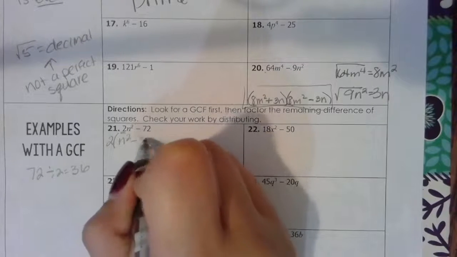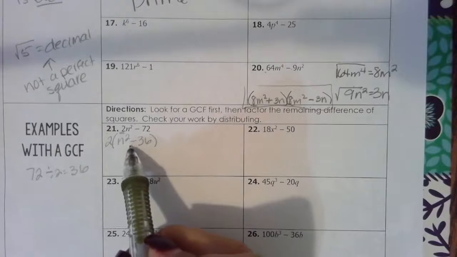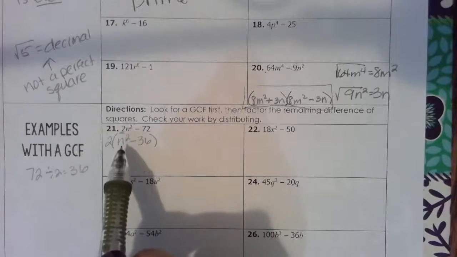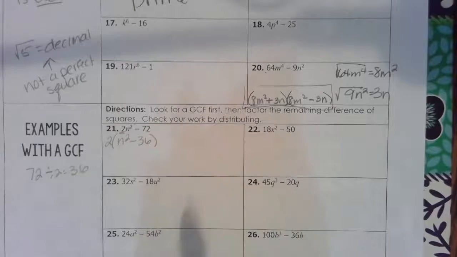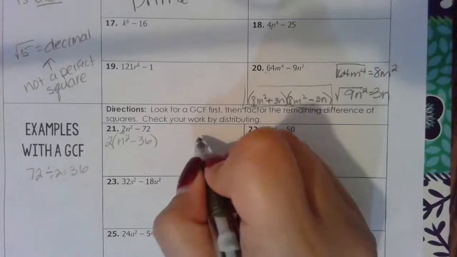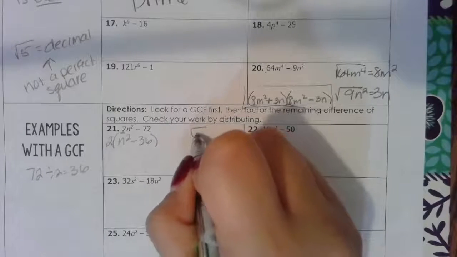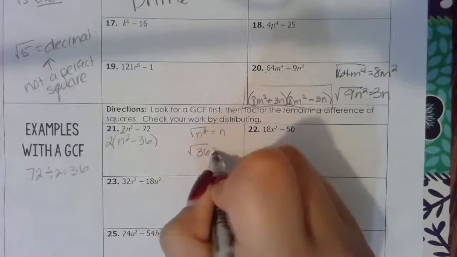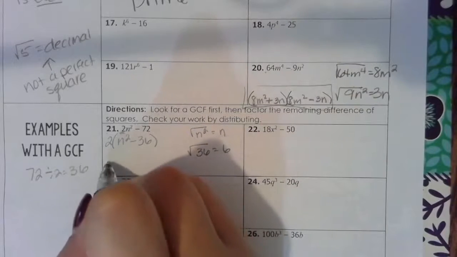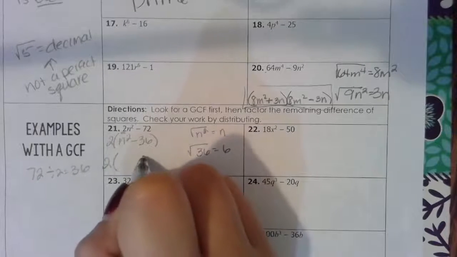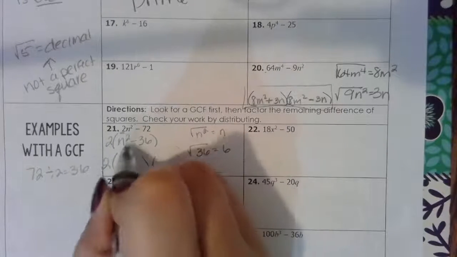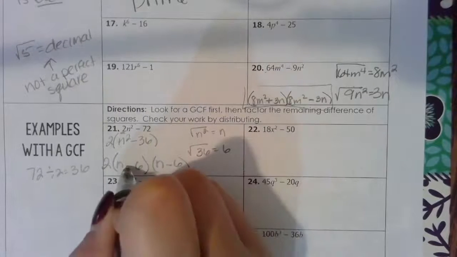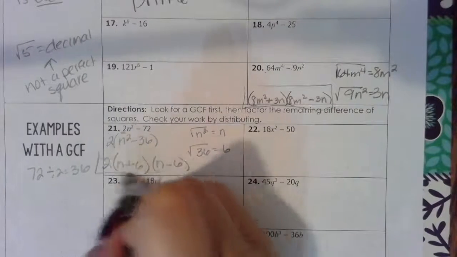Bring down that subtraction. Now notice, you have a subtraction sign, you have a variable to an even power, and you have a perfect square. So now you do have a difference of squares. Taking the square root of n squared would just give you n. The square root of 36 would give you 6. Since we took out a 2, the 2 will stay outside of the parentheses. n came first, so n will come first. 6 came second, so you'd write 6 second, and then you need a subtraction and an addition. And that would be your answer.